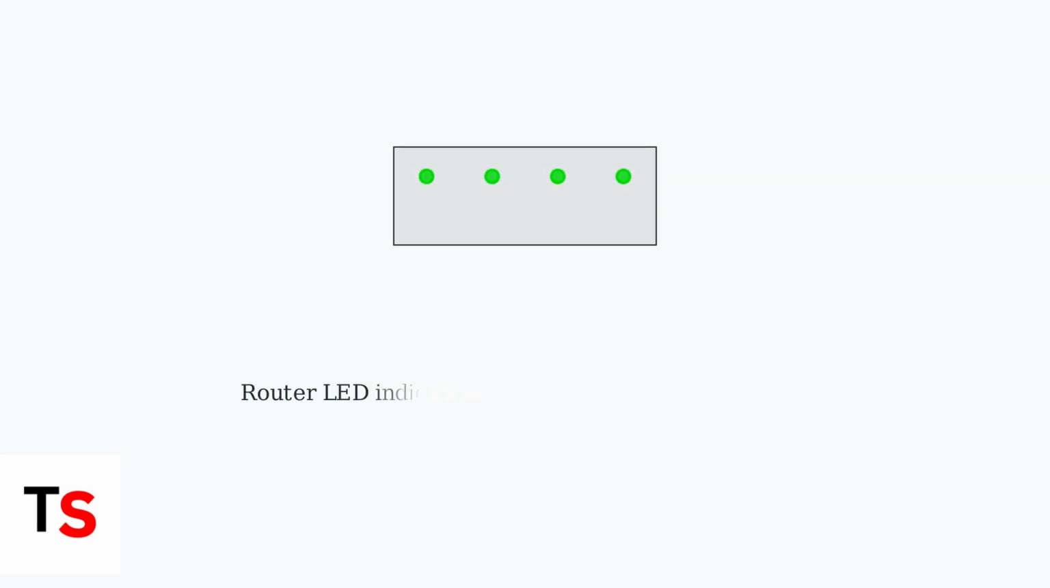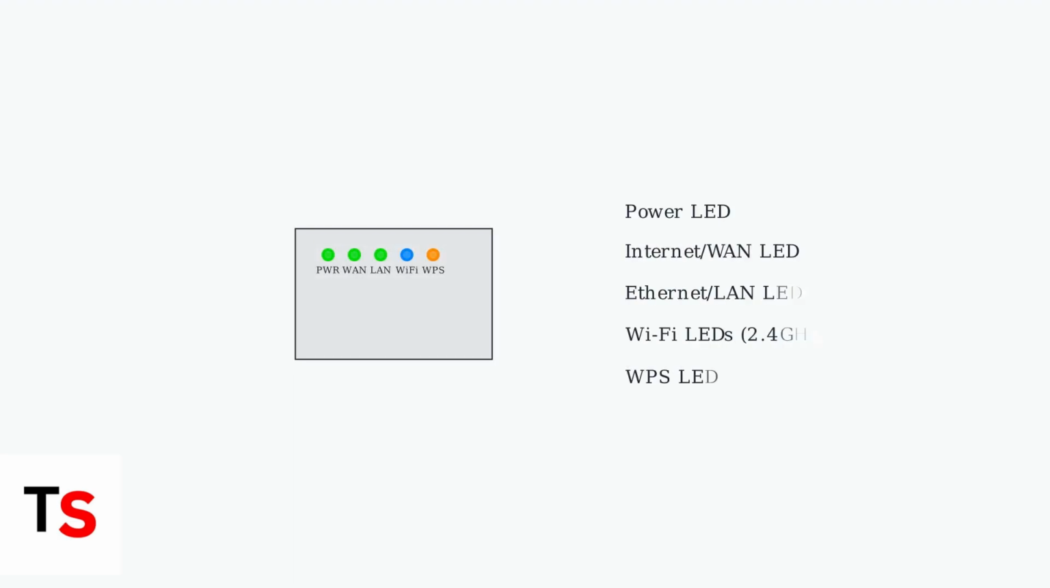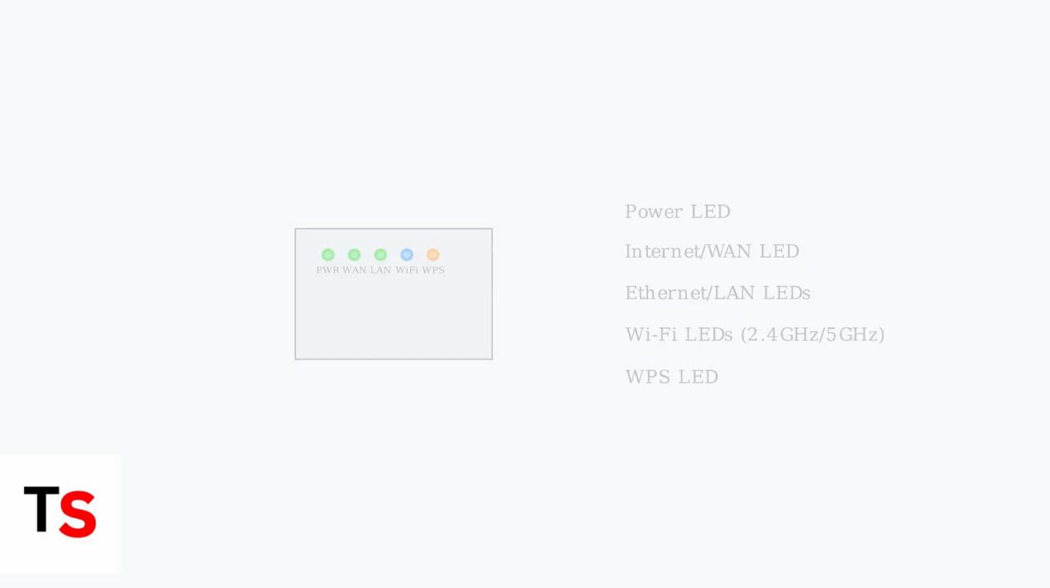TP-Link router lights provide a quick way to understand your router's status. These LED indicators use different colors and patterns to communicate what's happening with your network. Common lights include power, internet or WAN, Ethernet or LAN ports, and Wi-Fi indicators for both 2.4 GHz and 5 GHz bands. Each light serves a specific purpose in monitoring your network.